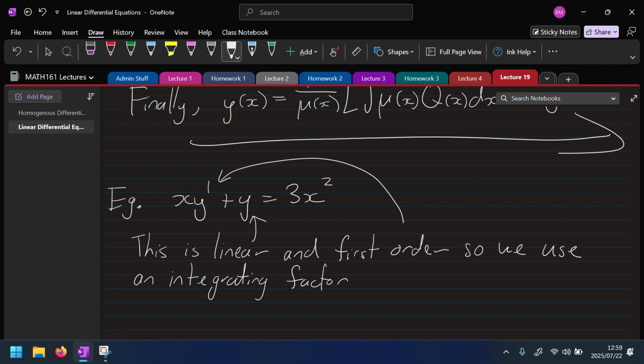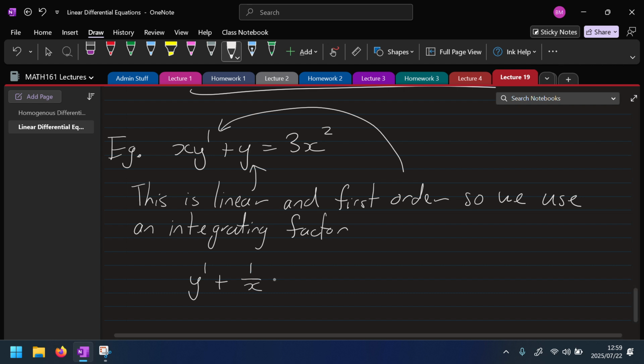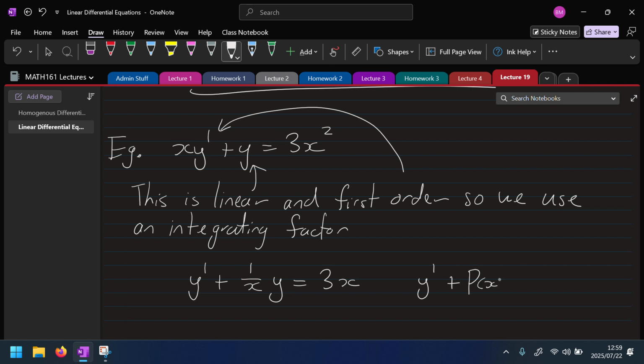But it's not in standard form. Okay, so we need to fix that first. So let's write it in standard form. So it's going to be y prime plus 1 over x times y is equal to 3x. So this is the standard form: y prime plus p of x y equals q of x. Remember, it must always be in standard form before you do anything else. Okay, so we've got p of x and we've got q of x.